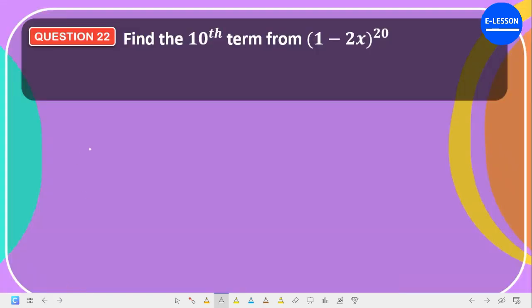The next question says, find the 10th term from this. Now, whenever you are given anything like this, use this formula. Use n combination r, p raised to the power of r, then q raised to the power of n minus r. Where n is the power here. In this case, your n is what? 20. Are you getting this now? N is the power. So n is 20.